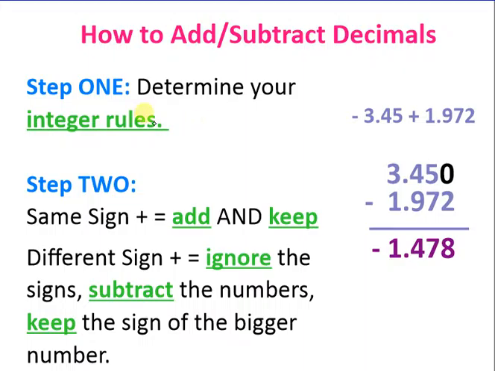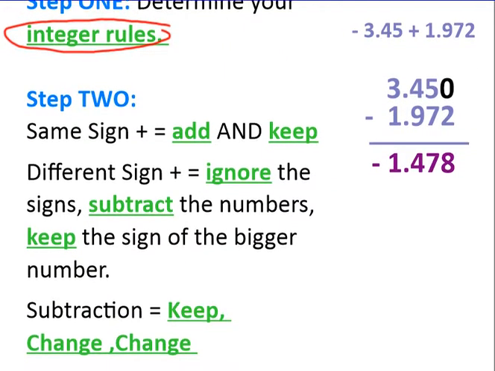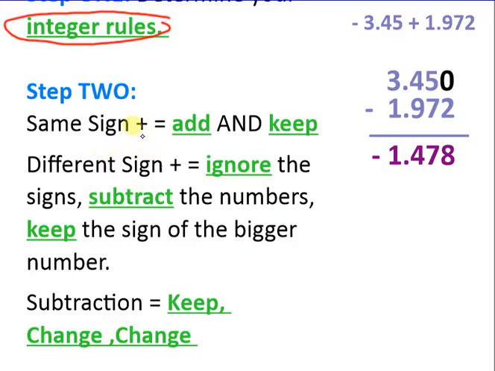So step one, you need to make sure that you determine your integer rules. If you remember back from the beginning of the school year, we talked about integer rules, and I've repeated them here for you in step two. You have really two sets of integer rules, one for addition, one for subtraction. Your integer rules for addition are same sign or different sign. For same sign, you add and you keep. You add the two numbers together and you keep the sign, whether that's positive or negative.